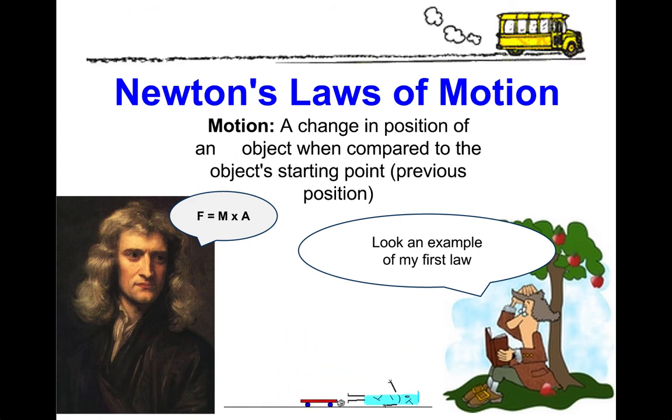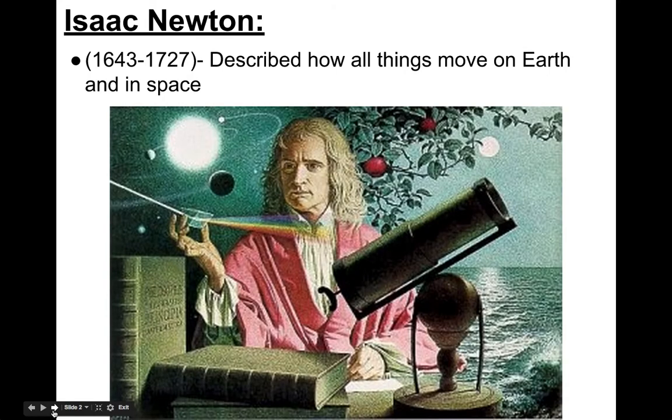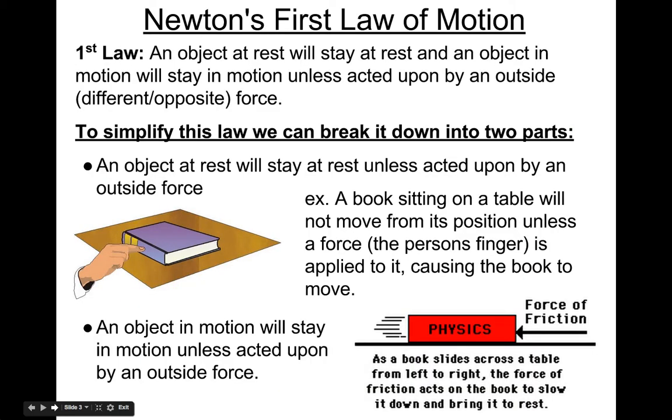This is Isaac Newton. Isaac Newton lived from 1643 to 1727, and he described how all things move on Earth and in space. He had 3 laws of motion that he's famous for. The first law of motion states that an object at rest will stay at rest, and an object in motion will stay in motion, unless acted upon by an outside force, or a different force or an opposite force.